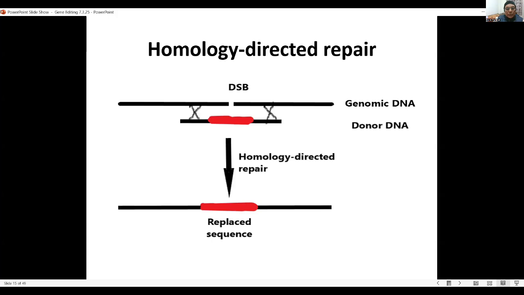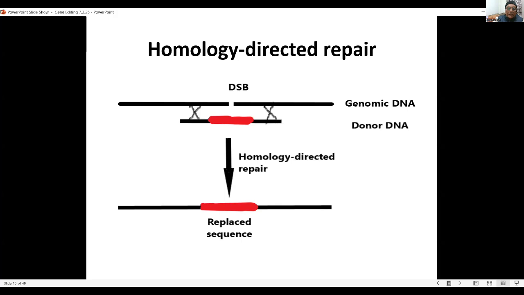To give you a pictorial representation of this homology directed repair, this is genomic DNA. This is where the double strand break has been introduced. The donor DNA that is provided, this part of donor DNA is homologous to this part of the genome. This other part of homologous donor DNA is homologous to this part of the genome. And this is the new sequence that you want to introduce at the site of the break. This may be a few bases, or it may be a larger base sequence.